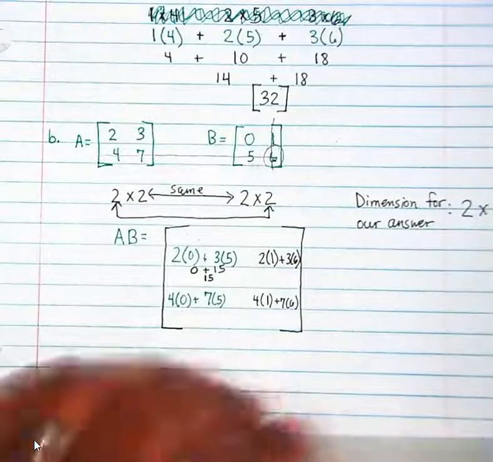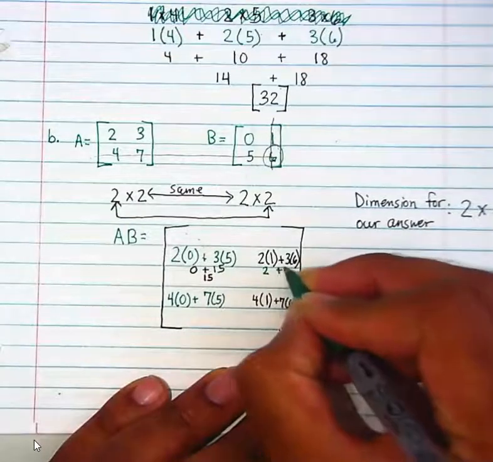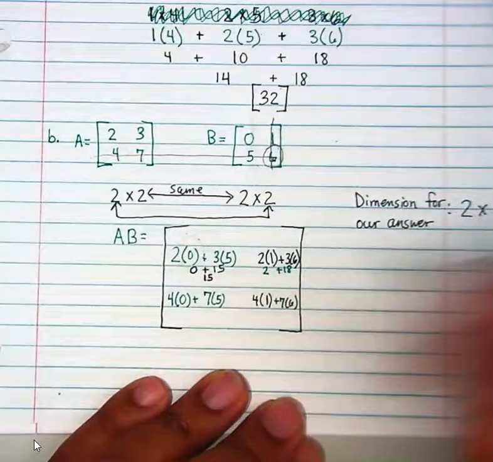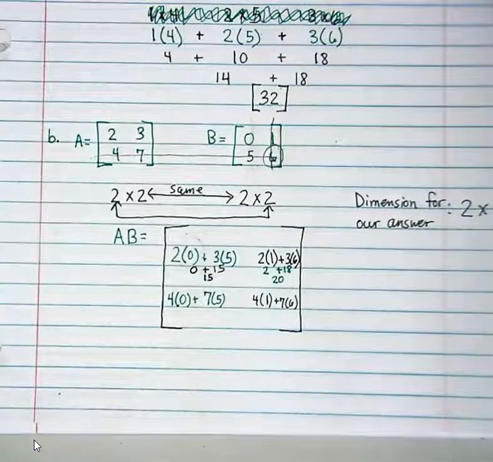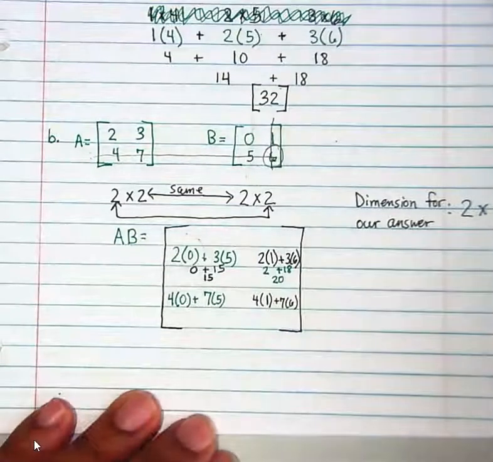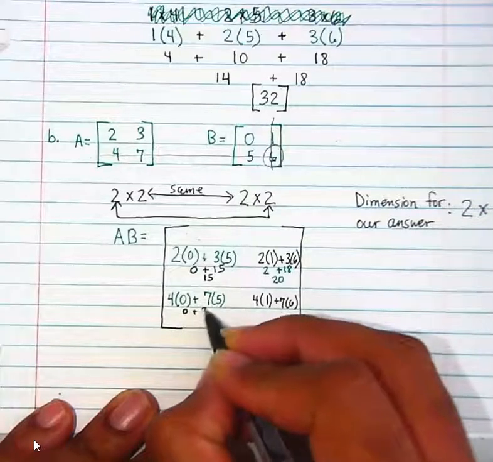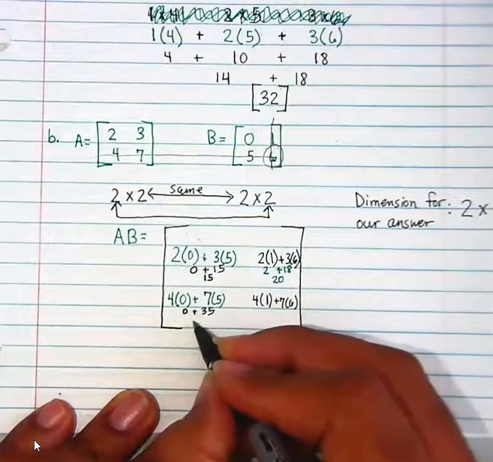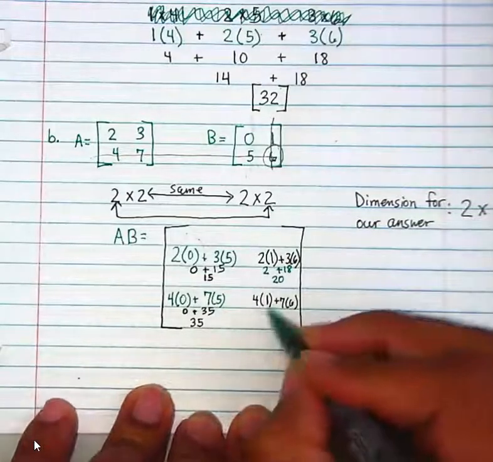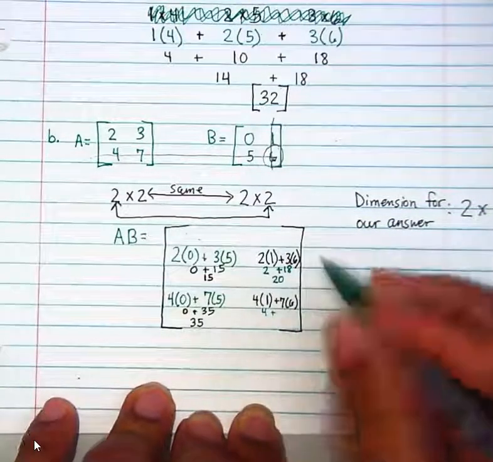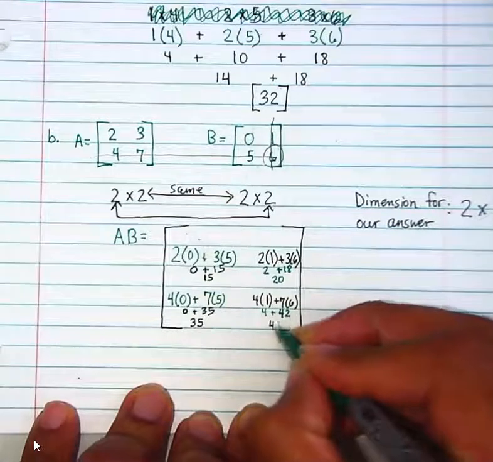All right, for this one here, we're going to do 2 times 1, which is 2. 3 times 6, which is 18. We add them together, that's 20. All right, come here to the next one. 4 times 0 is 0. 7 times 5 is 35. So here we're going to just get 0 plus 35 is 35. All right, and our last one, 4 times 1 is 4. 7 times 6 is 42. We add those two together, that's 46.